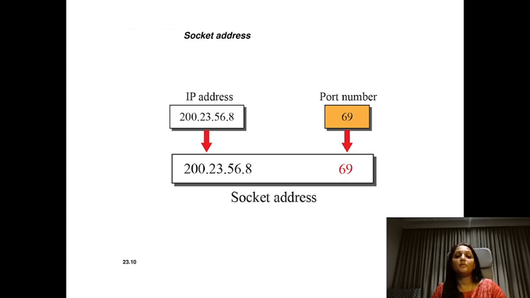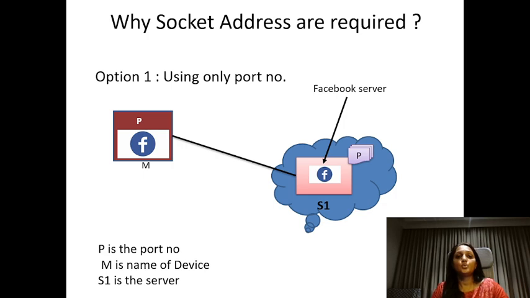Now a question will come to your mind: if IP address is there, port number is there, then what is the necessity of socket address? That we are going to discuss. So why is socket address required? What is the use of IP address? It uniquely identifies the particular device. What is the use of port number? It is required to uniquely identify the particular process or the application running on that device. If port number is there and IP address is there, then why is there a need to use the socket address? So we will consider two cases.